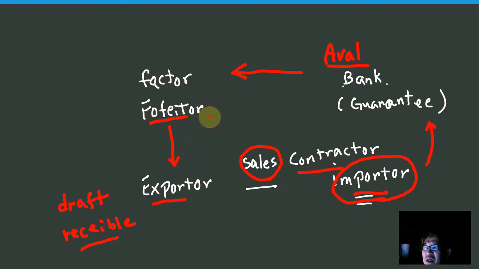Then the forfeiter asks import to hire an avalizing bank. Then the avalizing bank will guarantee the forfeiter the amount of the exporter's money. So the forfeiter will pay in advance on behalf of import, by the guarantee of the avalizing bank. This is the system of forfeiting and factoring.